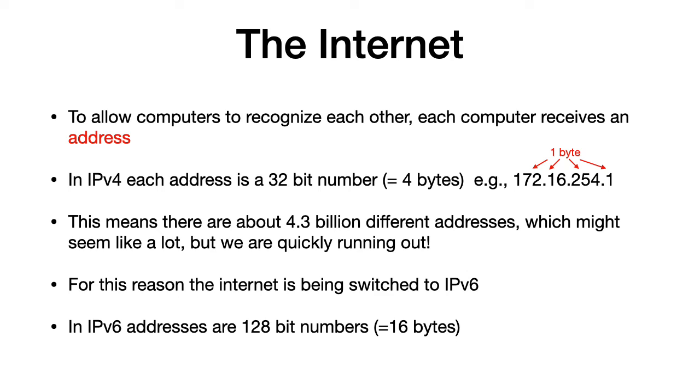To allow computers to recognize each other, each computer needs an address. In IPv4, each address is a 32-bit number, or 4 bytes long. This means that there are about 4.3 billion different addresses, and that might seem like a lot, but in fact, we're quickly running out. This is one of the main reasons why the Internet is being switched to IPv6. In IPv6, the addresses are 128-bit numbers, so 16 bytes long.